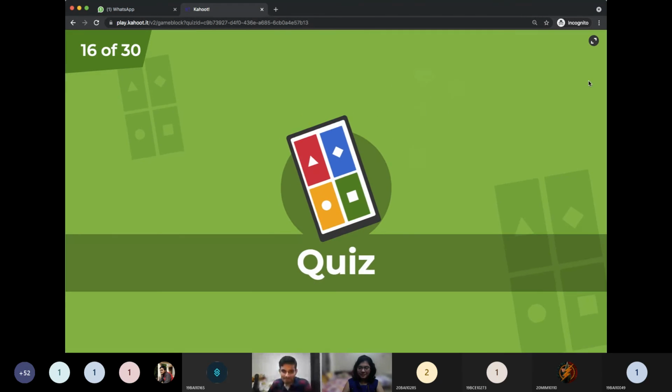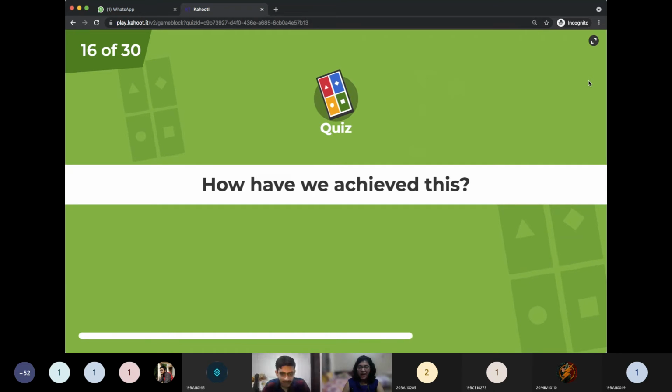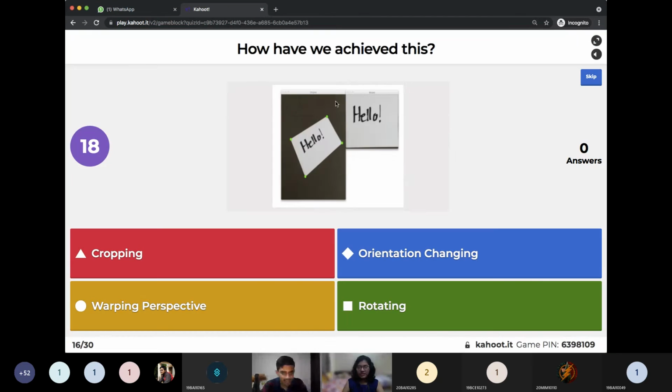That's good. Next question, how have we achieved this? Observe the two images and understand the concept behind it. You have 20 seconds. Is it cropping, orientation changing, rotating, or warping perspective?